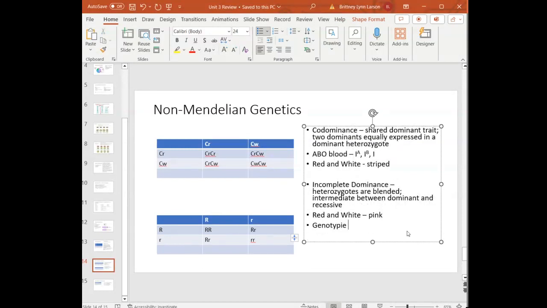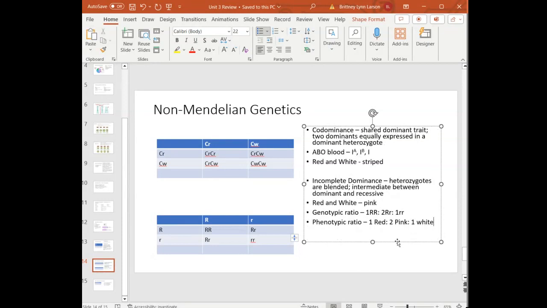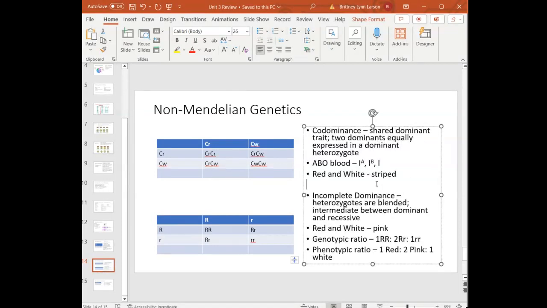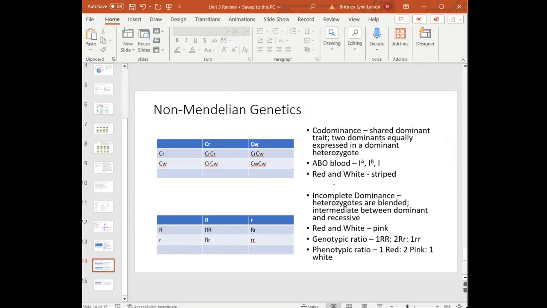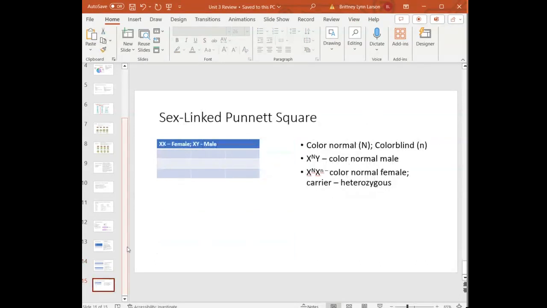So here's the cool thing. If I had a genotypic ratio here, it would be 1 homozygous dominant, 2 heterozygous, 1 homozygous recessive. That's not any different. But my phenotypic ratio here would be 1 red to 2 pink to 1 white. Okay? So incomplete dominance and codominance are kind of opposites of each other. You might see a question about them.